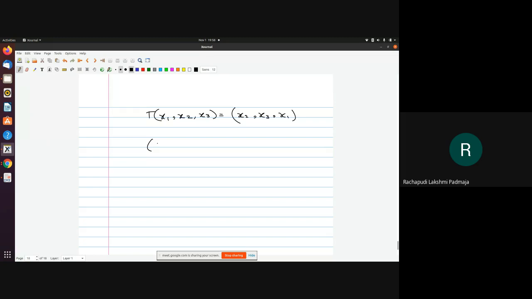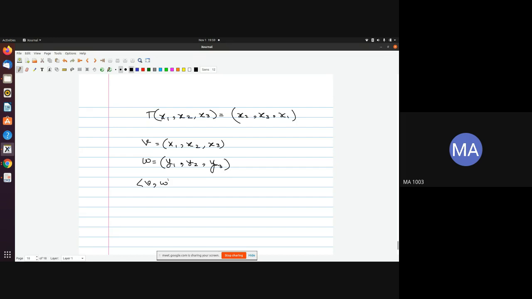Yeah. So here, if we want to check whether this transformation is orthogonal or not, what do we have to check? We have to check two vectors, right? Again, x1, x2, x3, and w as y1, y2, y3. Sir, your voice is not coming. Now it is clear.